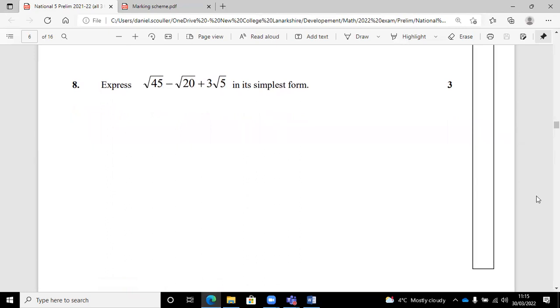Surds. A lot of people did a lot of good things with this question. A lot of people started it correctly and went off in random tangents.